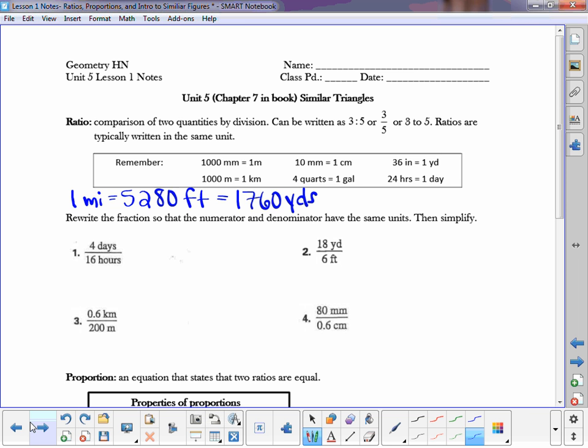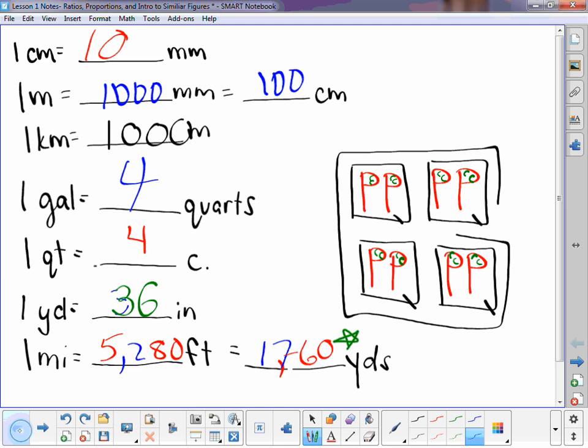Alright, so again, if you need any of these added to your notes, go ahead and write that down. Now some of the easy ones that everyone knows, like 12 inches in a foot, obviously that's not there, but if you need to write that down, go ahead.